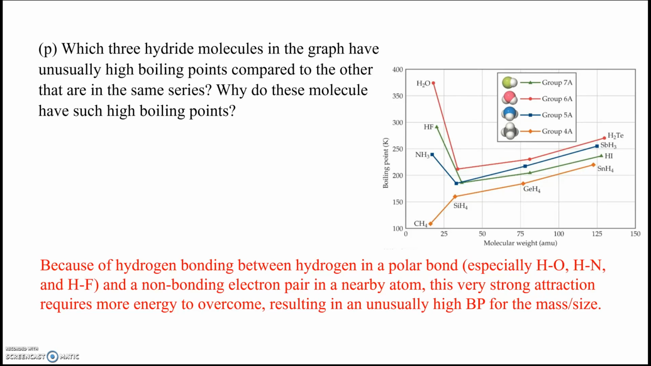because these molecules experience hydrogen bonding that the others in these series don't have, and the reason that they have hydrogen bonding is because HO, HN, and HF are the target molecules that would experience hydrogen bonding. This is a very strong attraction, and that strong attraction requires energy to overcome, and therefore you have a very high boiling point considering the molecular weight. These very much do not lie in a straight line with the others.